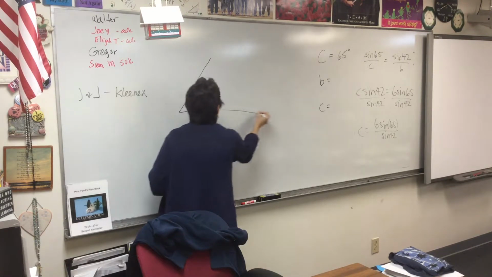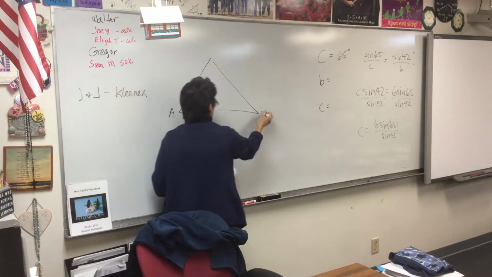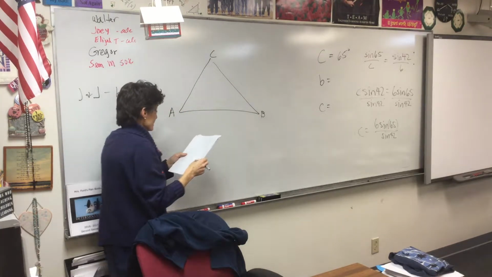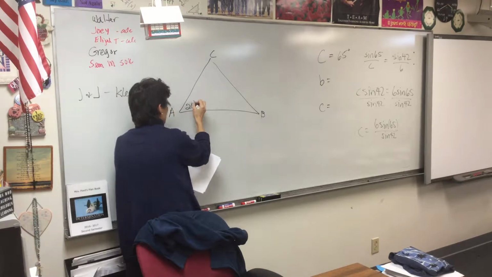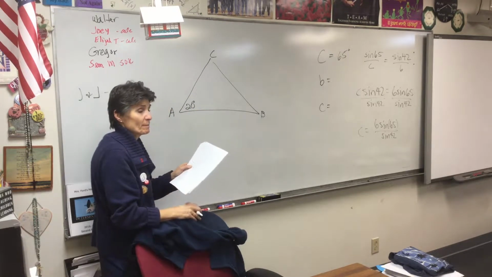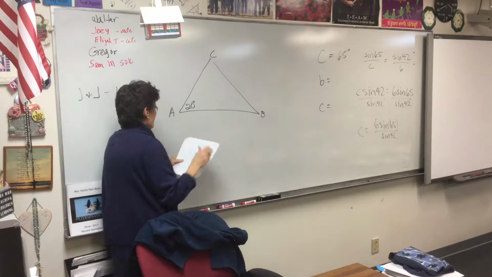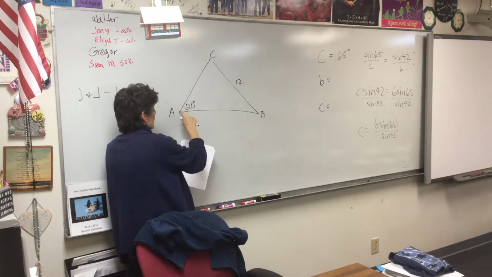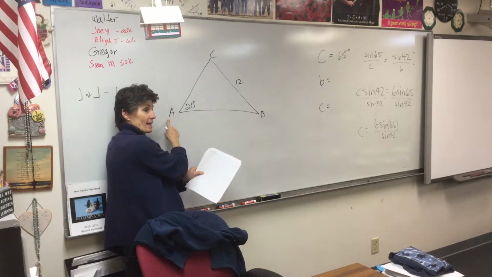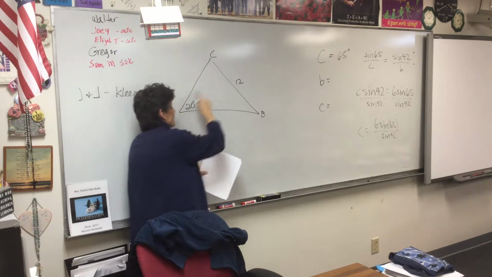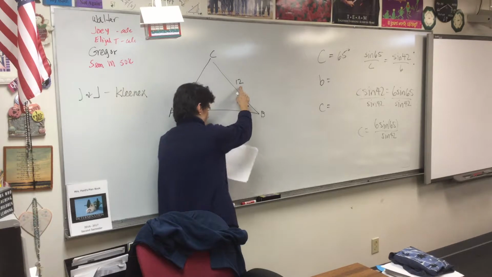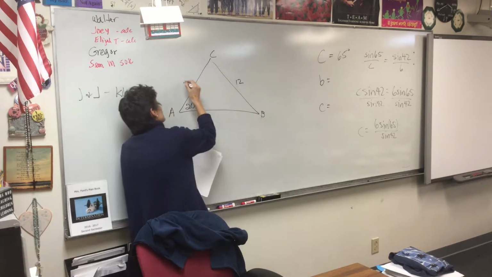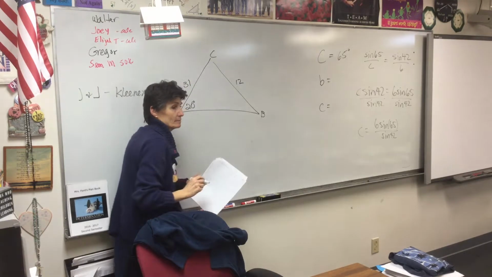Part 2 gives me some information. So here's my A, B, and C. And it says angle A is 20. You've got to pay attention to the big letters. Remember, the big letters are the angles. Side a would be 12. Remember, wherever you put big A, side a is across from it. And then wherever you put big B, side b is across from it.